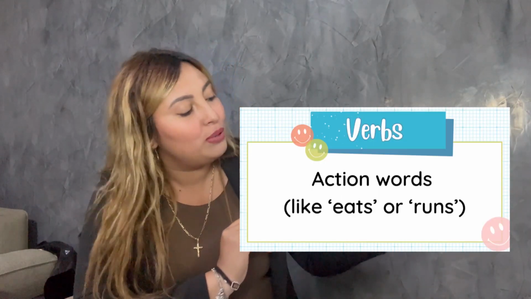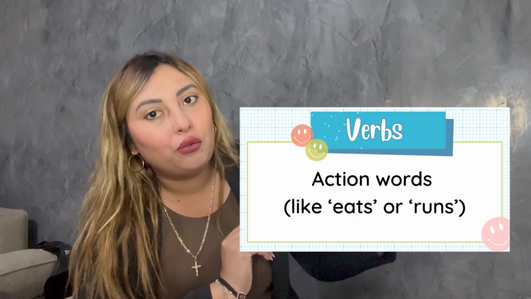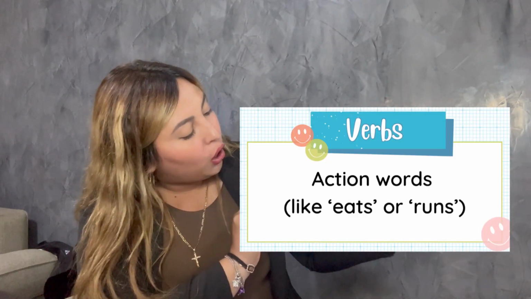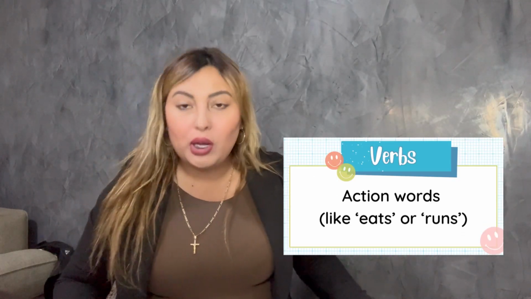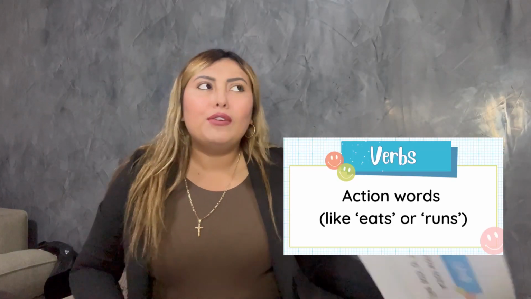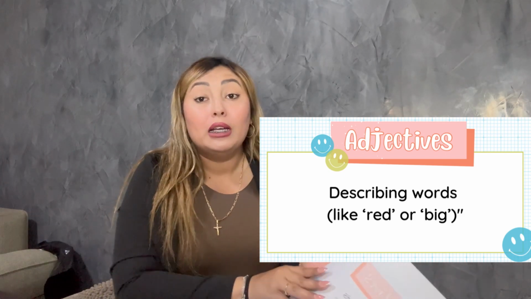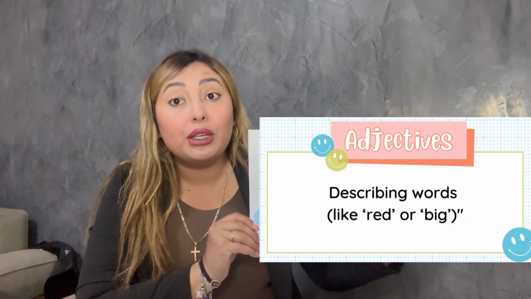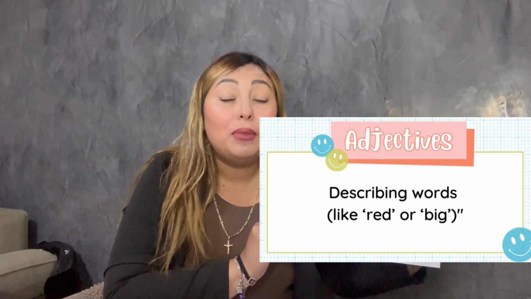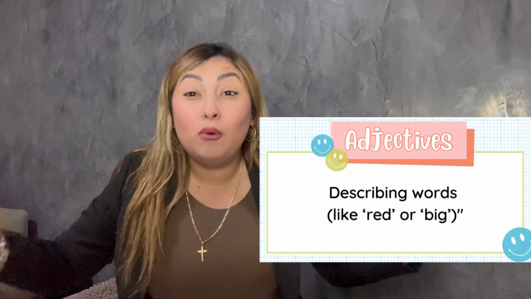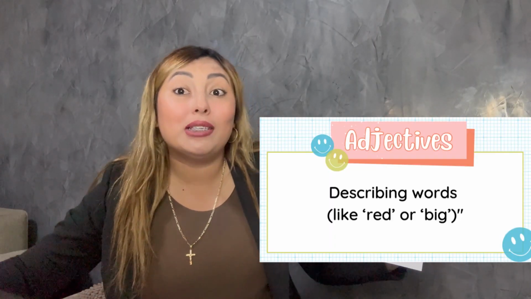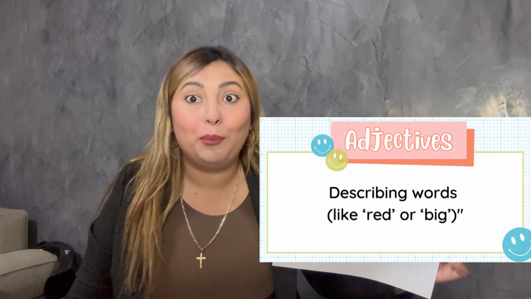Another one that is very commonly used are verbs. Verbs typically are action words, and they are eats, runs, dance. Those are some of the examples. And sometimes if you're lucky enough, you will find adjectives, which are describing words. They usually tell you how big something is, what color it is. They tend to give a little bit more information on the person or the thing we're talking about.